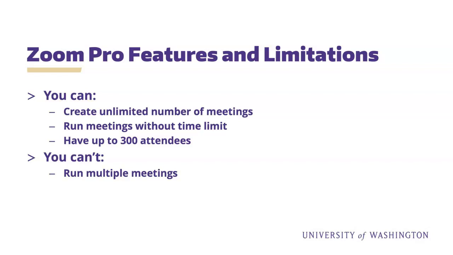Since each account can only run one meeting at a time, if you happen to have a large class with multiple sections, instead of you creating Zoom URLs for the main class and the separate sections, I highly recommend having TAs create Zoom URLs for their own sections.